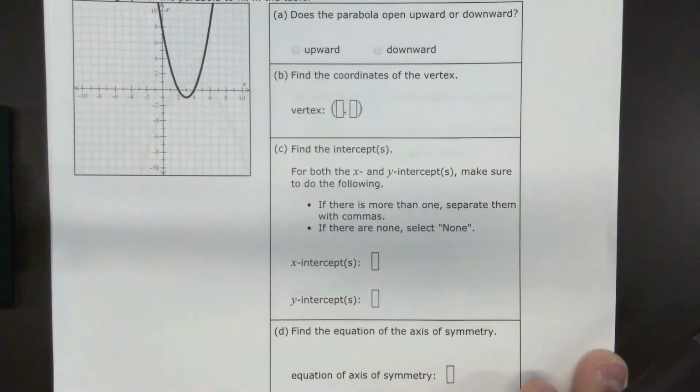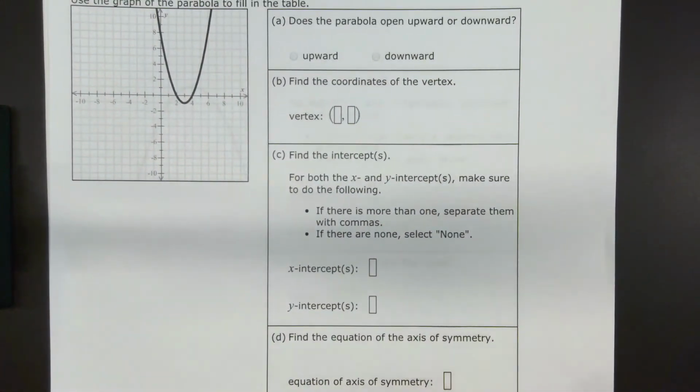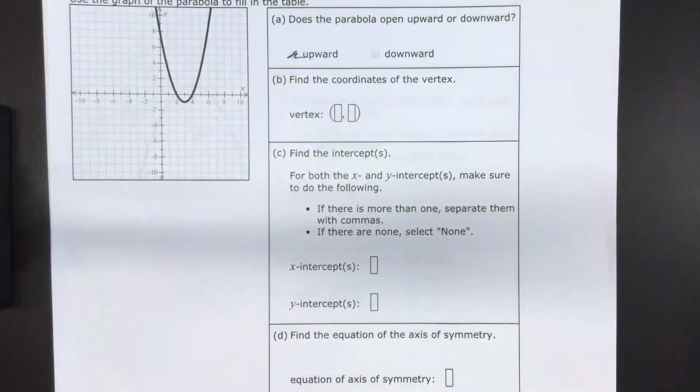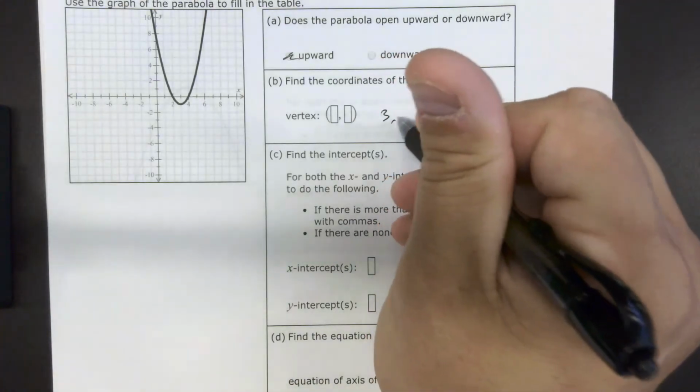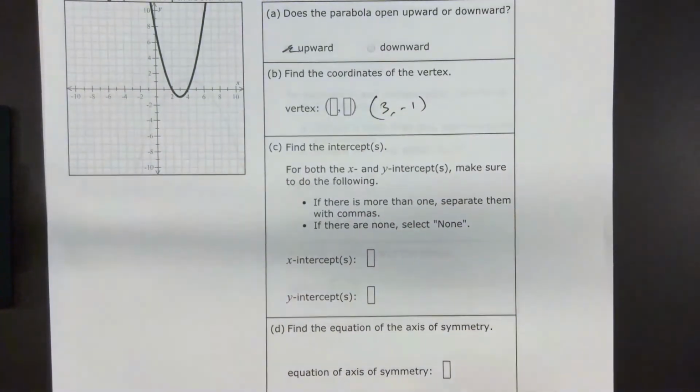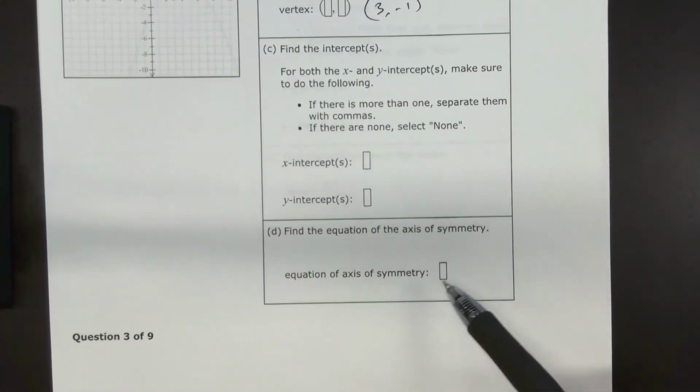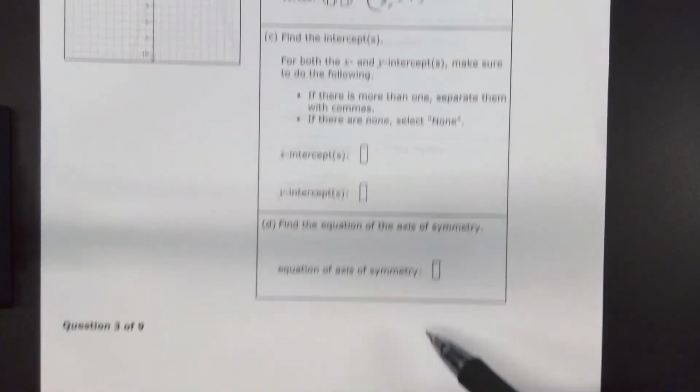Okay, look at this one. We'll look at a couple of these, then we'll get to the next part. I'm going to call on people. Lane, upward or downward? Okay. Who can tell me what the vertex is, if you can kind of see that? 3 and negative 1. Good. And then it says, what about the axis of symmetry? What would be the equation of the axis of symmetry?